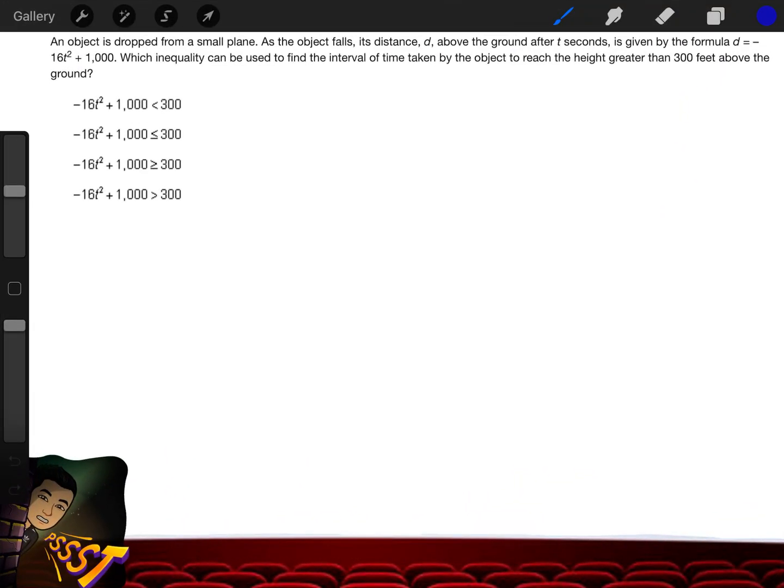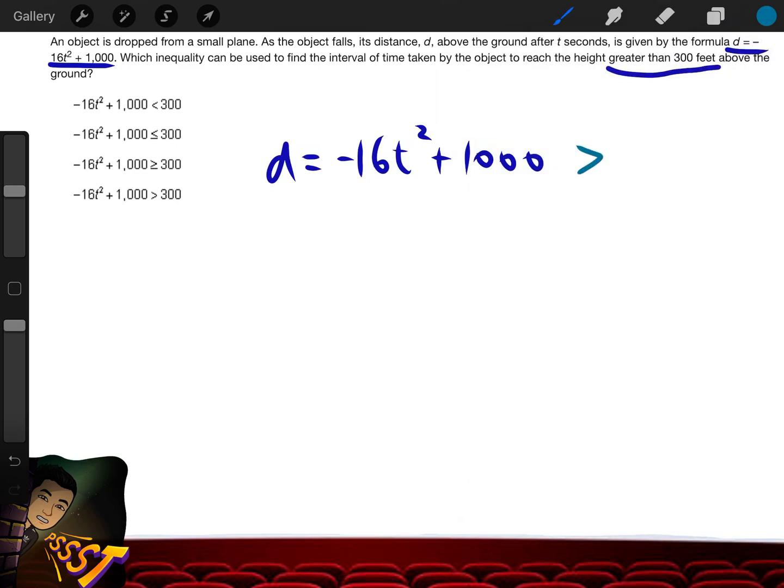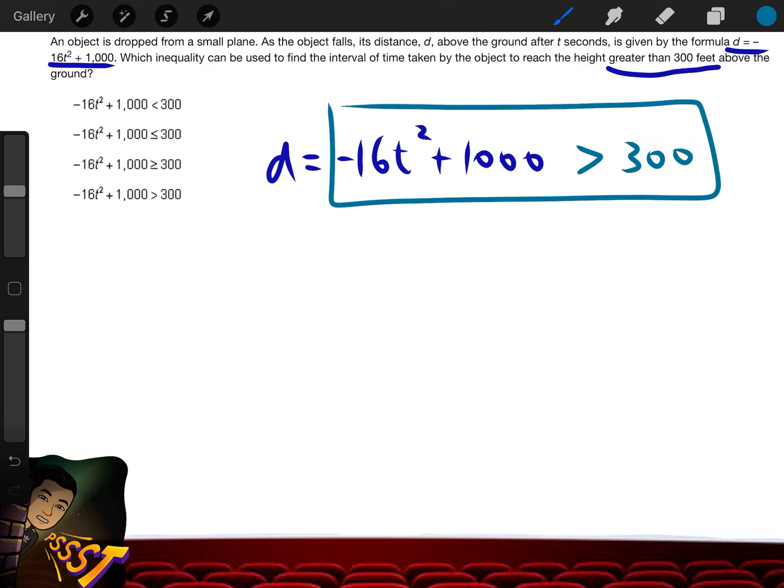Three to go. For this one, an object, it doesn't have a lot of calculation here. Basically it gives you the equation right here. So let me rewrite this: d is equal to negative 16t squared plus 1000. And then it says somewhere over here greater than 300 feet. So what you're going to do is put greater than 300 feet. You're just going to focus on this, and here you are. You got the answer right here, letter D.